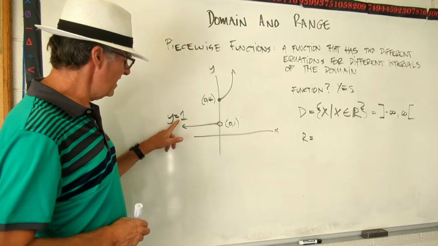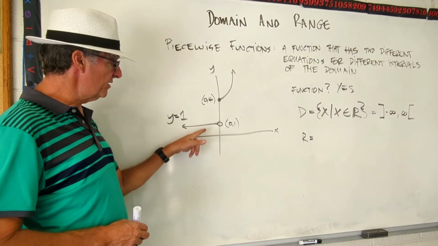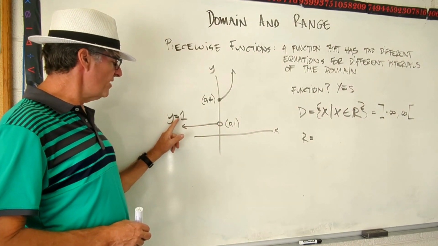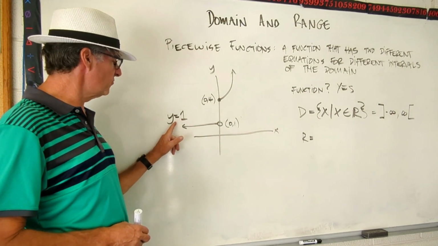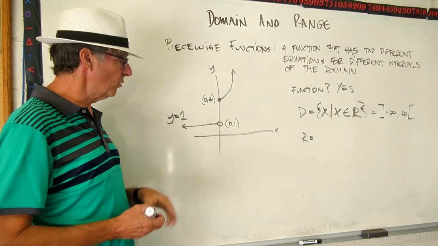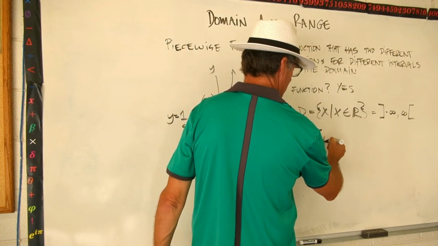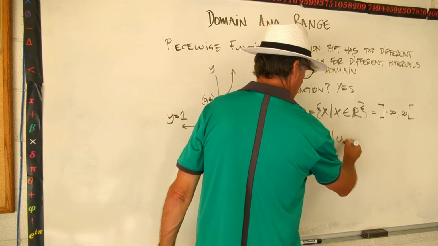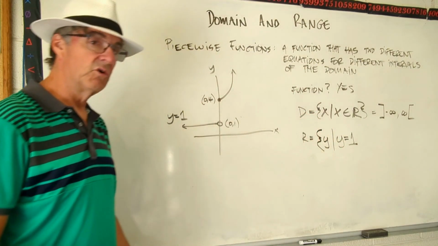I added this here for this line. This line is a horizontal line going through the point 0, 1. So we know that the rule governing this part of our piecewise function is y equals 1. That's pretty straightforward. So I can start with my set builder notation like this, the set of all y, such that y equals 1. Okay, that's cool.